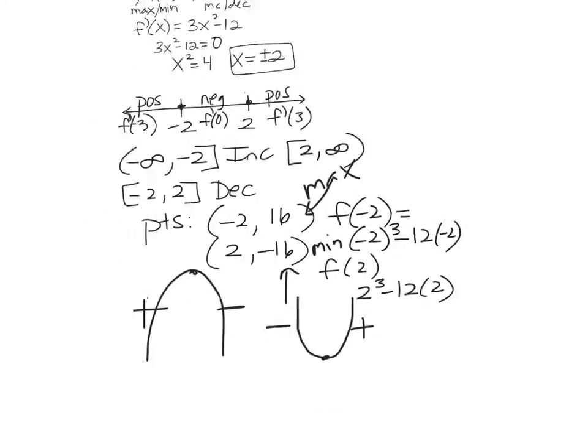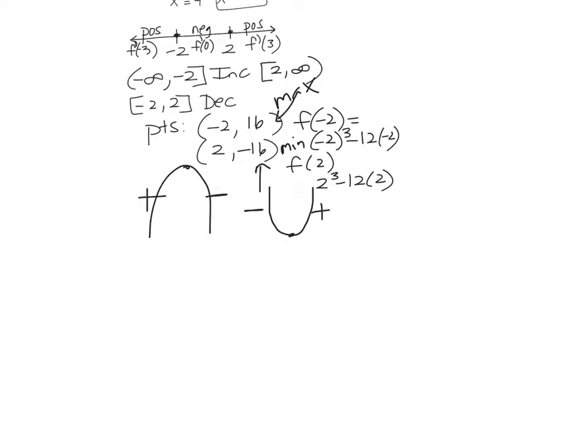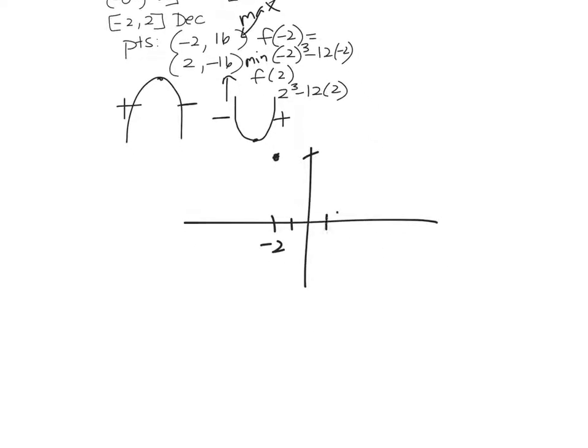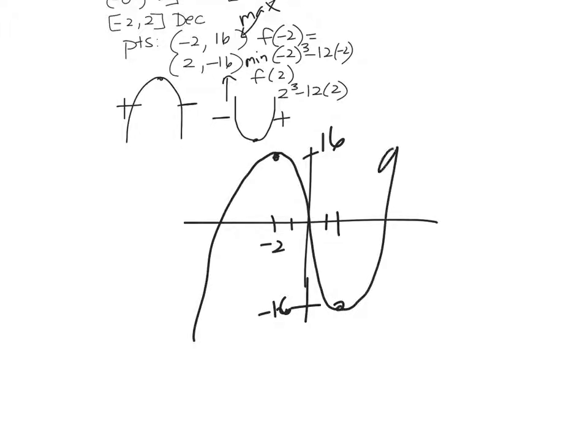And you can actually graph this now if you wanted to. You have 2 points, and you know where it's increasing and where it's decreasing. You go from -2 all the way up to 16, and +2 all the way down to -16. This graph goes like this. There you go.